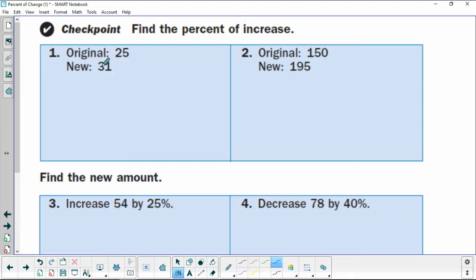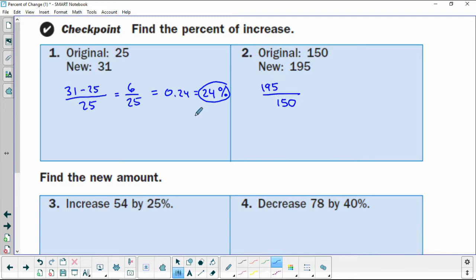So try and find the percent of increase. Always put the original on the bottom. Six divided by 25 will give you 0.24, which is 24%. Always put the original on the bottom as the denominator. And then I'm going to subtract. This was an increase.